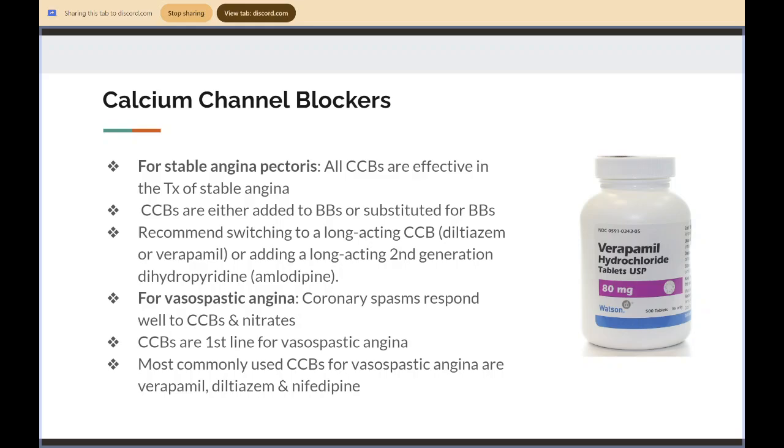So let's talk about calcium channel blockers. On the right, you see a picture of verapamil hydrochloride. For stable angina, all calcium channel blockers are effective, and they can be added to beta blockers or substituted for beta blockers if the patient is unable to tolerate them. So long-acting diltiazem or verapamil is good. Adding a long-acting second-gen dihydropyridine such as amlodipine is also important.